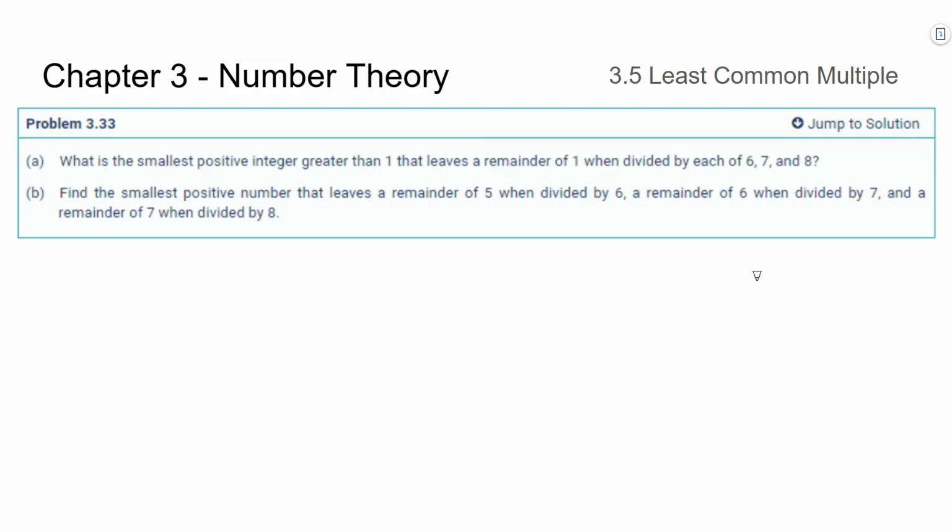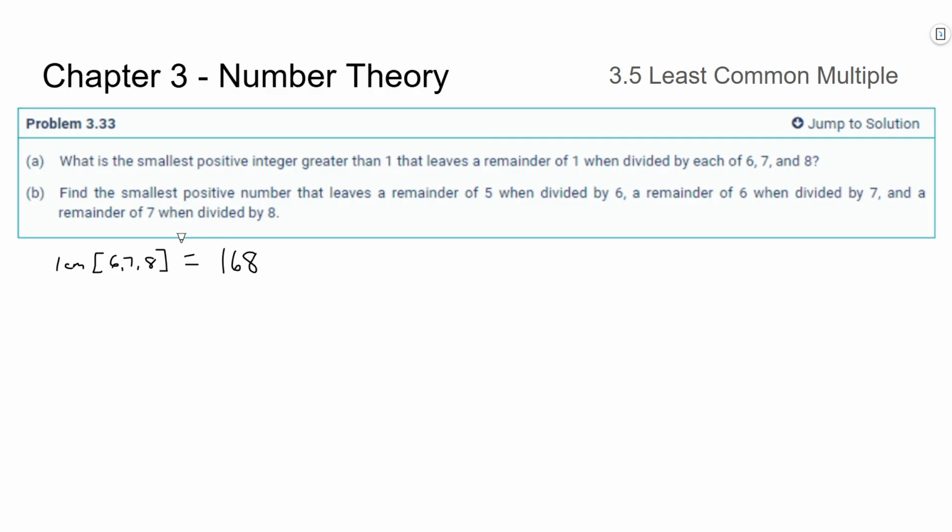All right, so what's the smallest positive integer greater than 1 that leaves a remainder of 1 when divided by each of 6, 7, and 8? Well, we know in the last slide we found that the LCM of 6, 7, and 8 was 168. For it to be a multiple of all 3 of these numbers, it would divide evenly with no remainder. Right?